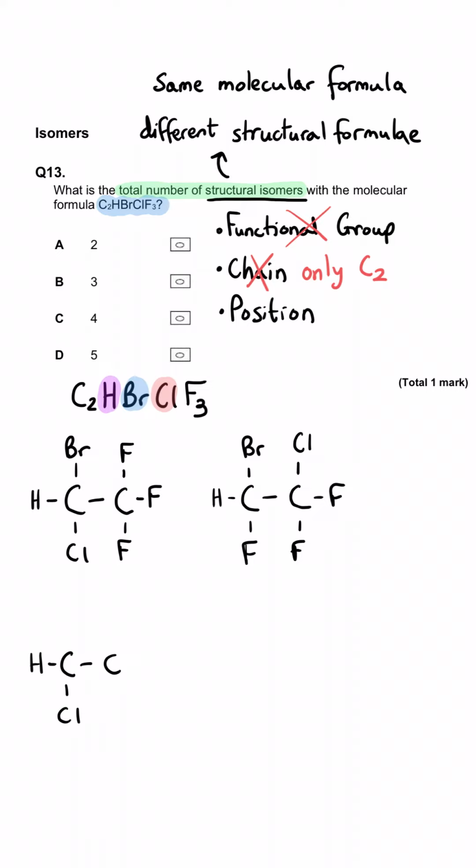Or we might have the chlorine and the hydrogen on the left-hand carbon, and that puts the bromine on the other. Or we could have the bromine and the chlorine on the left-hand carbon. This leaves the hydrogen on the other atom. And there are no other combinations that we can get here, so we've got 4 that we've drawn, and so the correct answer is C.